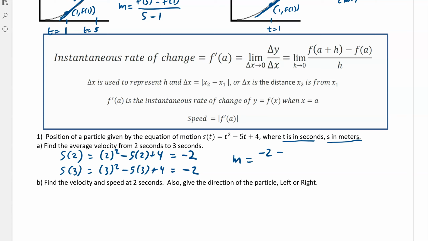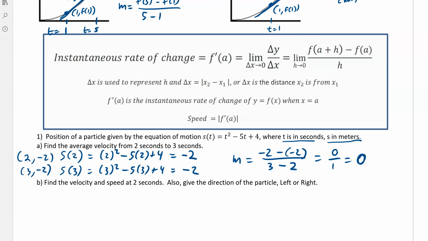So it's negative 2 minus negative 2, and then 3 take away 2, because remember we're just plugging in points. So this would now be 2 comma negative 2 and 3 comma negative 2. And so that's 0 over 1, which is 0. So they're saying our average velocity here is 0.